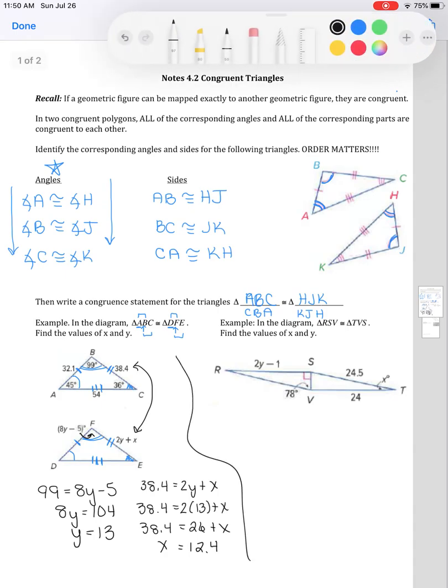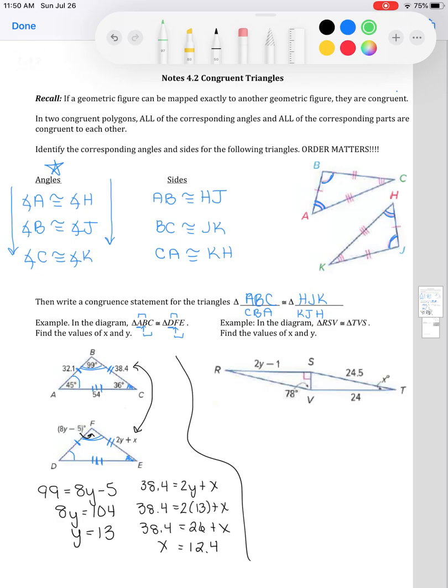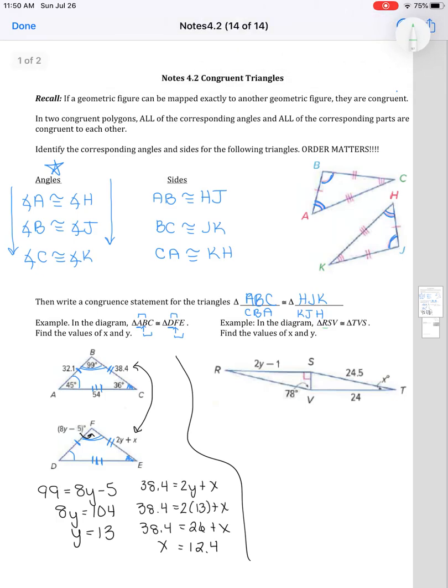Now, for the other one, I see that these two match up to each other. So I'm going to say, all right, well, 38.4 equals 2y plus x. Well, keep in mind, you just found out what y was, so I'm going to sub that in. So I get 38.4 equals 26 plus x. Take the 26 away, and I get 12.4 for that.